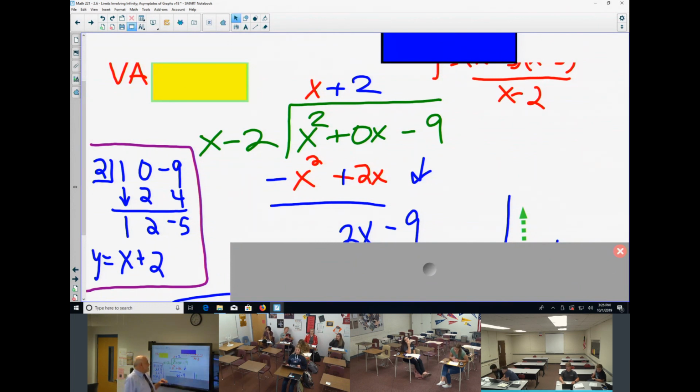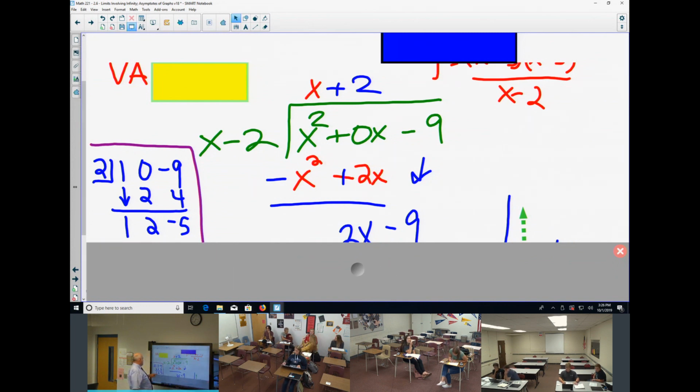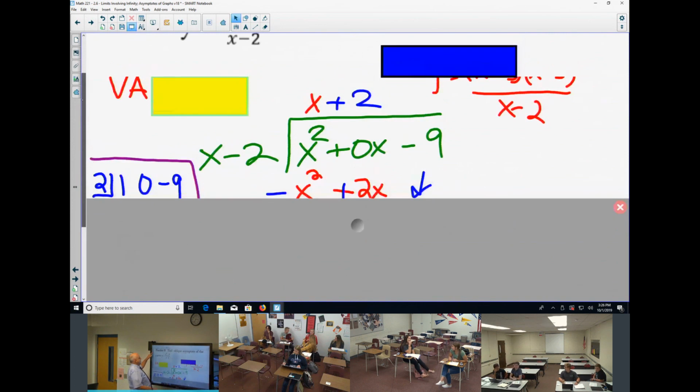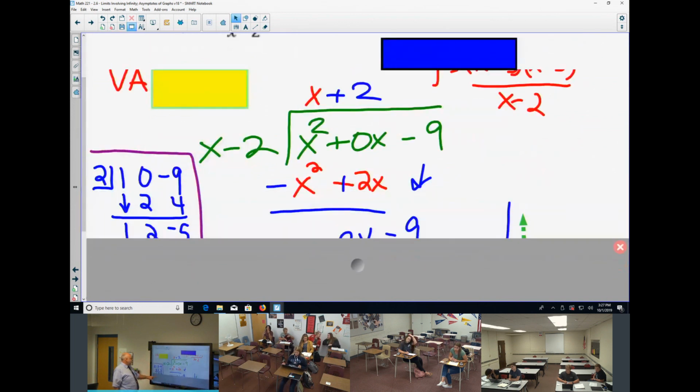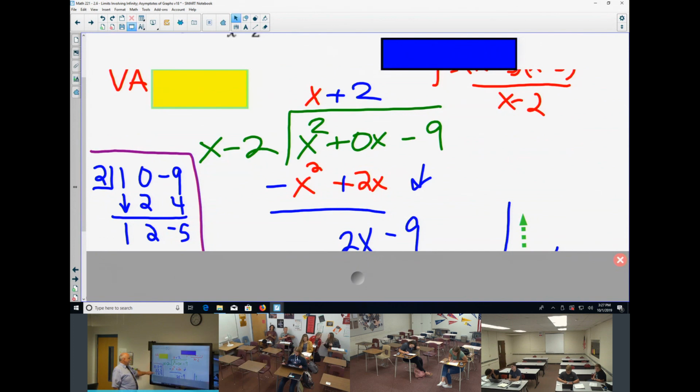Yes, please. Okay, so with synthetic division, we have x squared plus 0x minus 9. So you have 1, 0, negative 9 across the top. So you still need your placeholders. And then if you're dividing by x minus 2, the opposite of this number goes in the magic box over here too. All right, and so then you just bring down the first number, and then you multiply. 1 times 2 is 2, and add. Multiply, 2 times 2 is 4, and add.